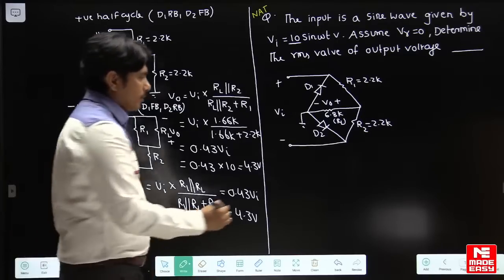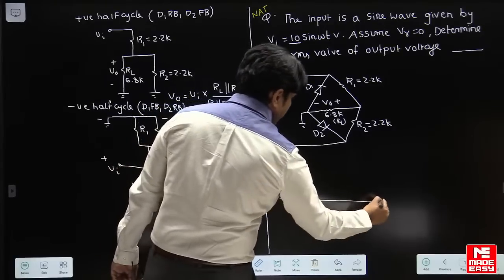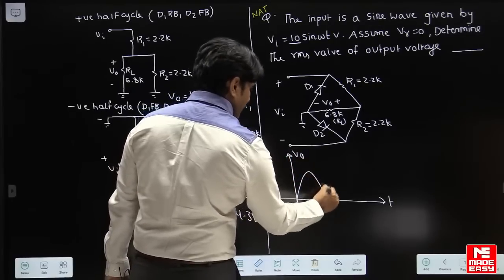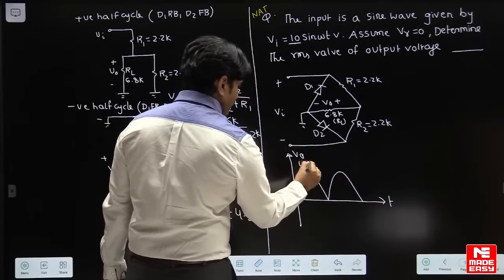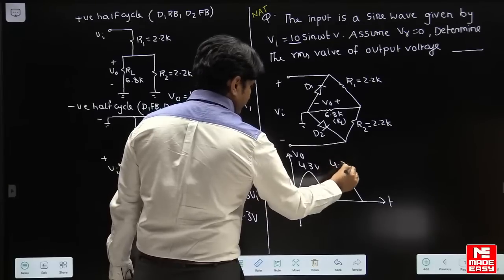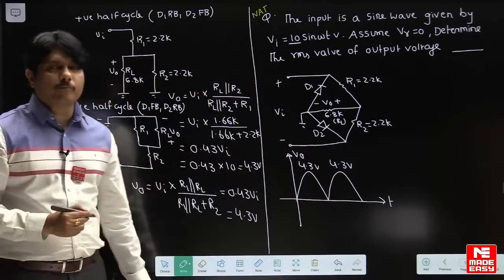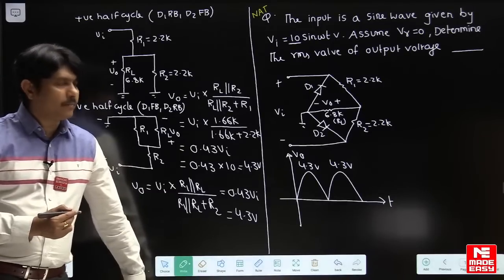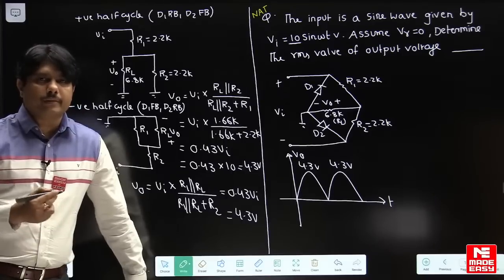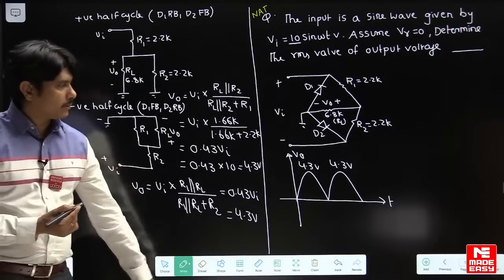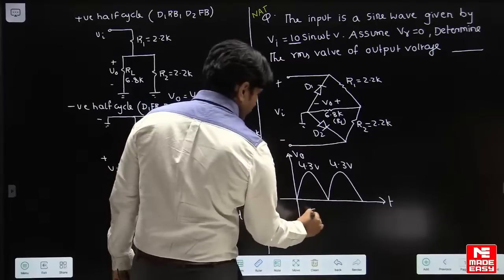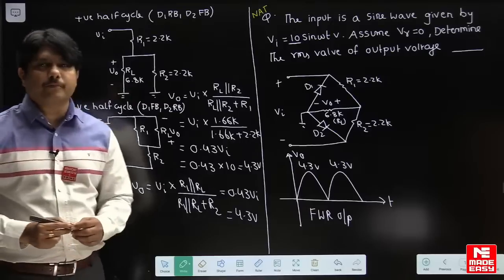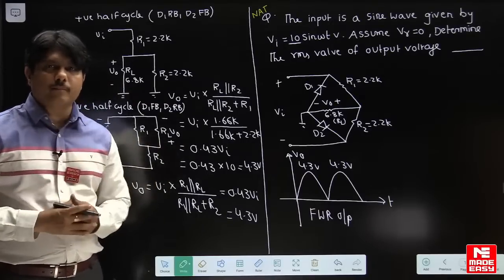So finally the output response I can show you like this. This is your output. This is 4.3, this is 4.3. So I am expecting this type of output waveform for this problem. So what will be the Vrms value of this waveform, it is asking. If you see, this is looking like a full wave rectifier output. That means the negative also we got on the positive side.